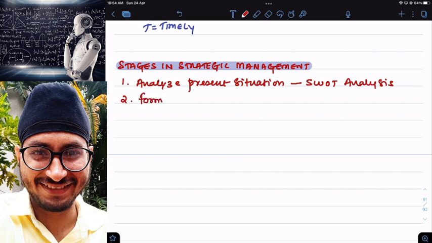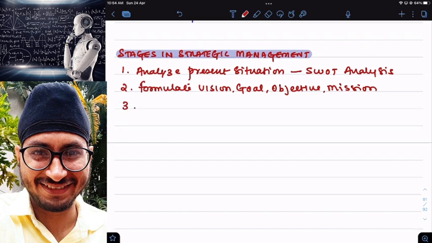Formulate. Here I will formulate vision, goal, objective, mission, etc. Then step number 3, I will analyze various strategic alternatives. I will analyze various strategic alternatives. Means you think a company will prepare only one plan, but it has multiple plans. So various strategic plans it will analyze.